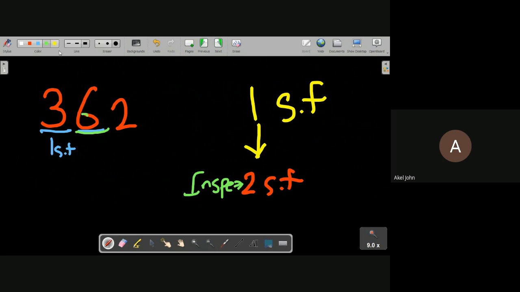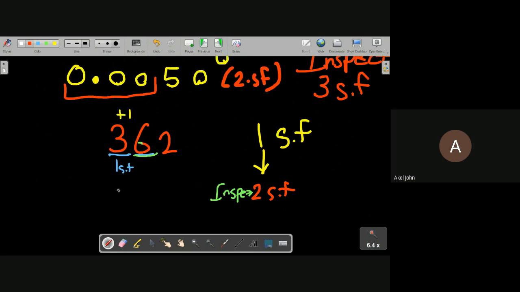Since it is 5 or more, then you know you need to add 1 to the left. 3 would become 4, and any subsequent digits will be turned into 0. Right? So 362 to one significant figure would be this here.